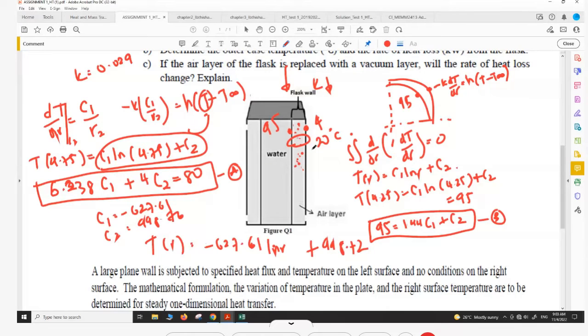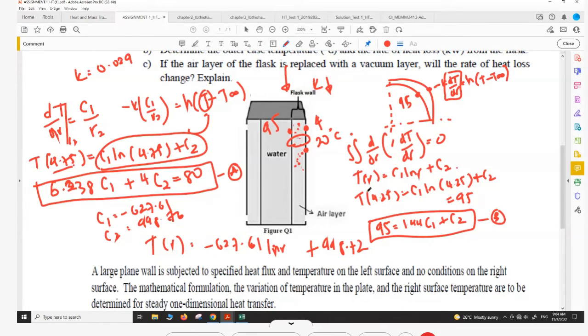Okay, so you can plug in any r value to get the temperature at any point. For example, if you want the outer surface temperature. So you don't know the outer surface temperature. What you have is a boundary condition, and this boundary condition is in the form of a differential. Therefore, you don't know the specific temperature, unlike the internal part, because it's a fixed temperature 95. But if you want to know the outer surface of the flask, you replace r with 4.75, and you can get the answer for the outer surface.